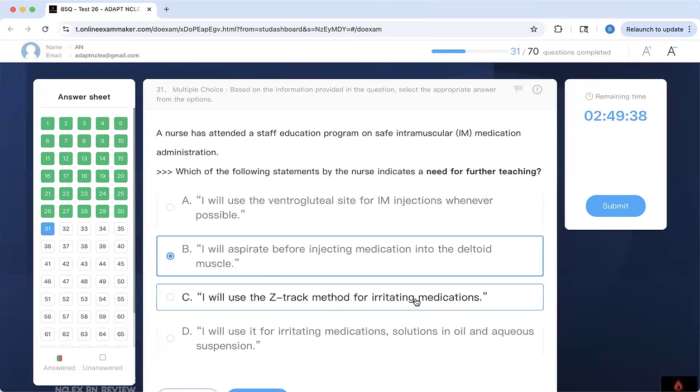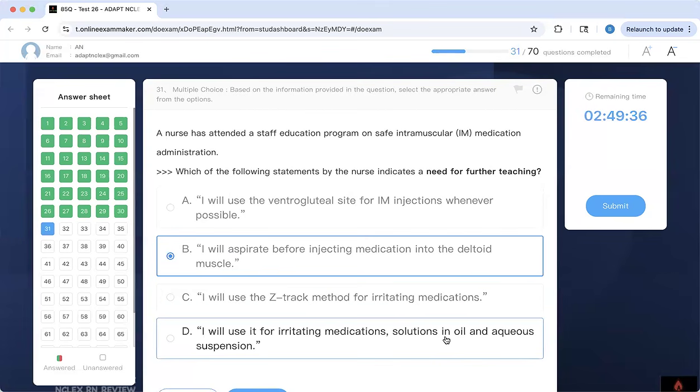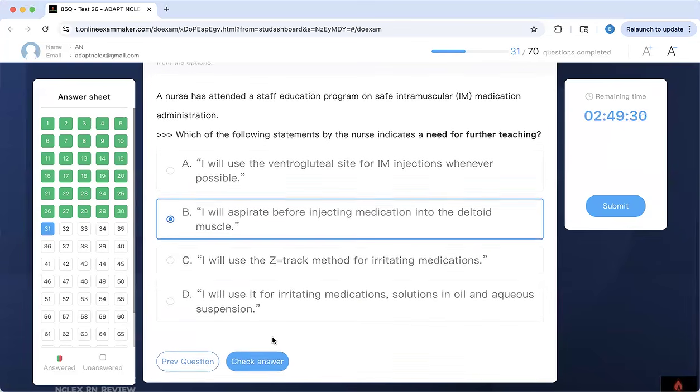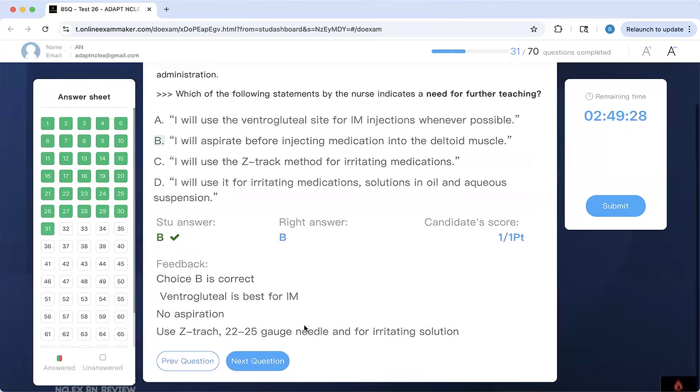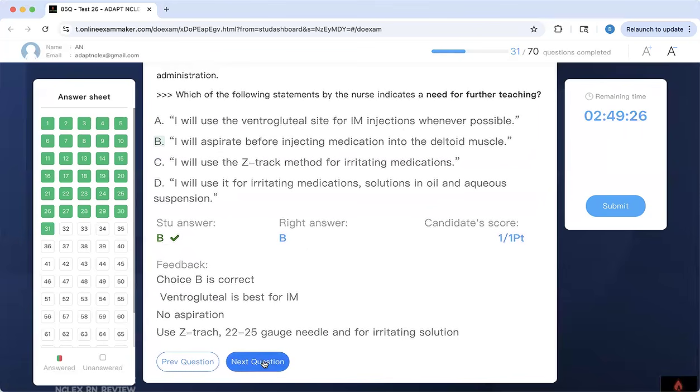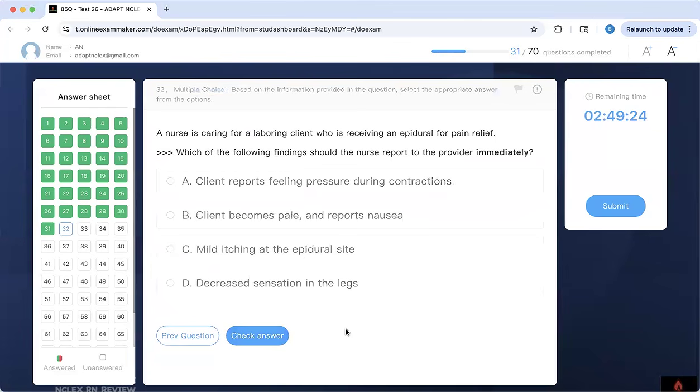When we use it for irritating medication, we use it for solution in oil and aqueous suspension, and the best place is the ventral gluteal. That's the concept that you should write down. And that's where I put it here. And this is caring for a laboring client who is receiving an epidural for pain. Which of the following findings would the nurse report to the provider immediately?